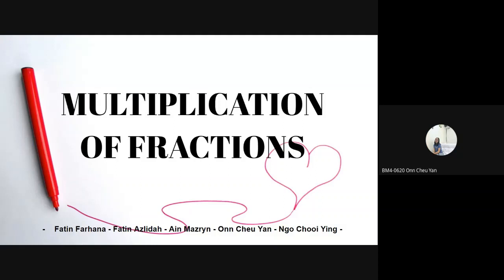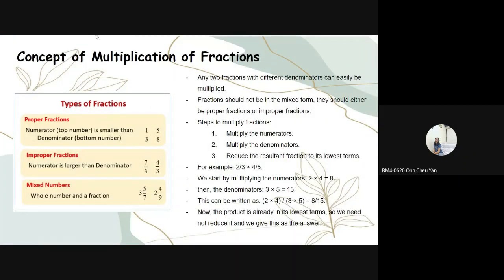Okay, now my group will present the multiplication of fractions. The concept of multiplication of fractions: there are 3 types of fractions, which are proper fractions, improper fractions, and mixed number fractions. A proper fraction has a numerator smaller than the denominator. An improper fraction has a numerator larger than the denominator, while a mixed number is a combination of a whole number and a fraction.